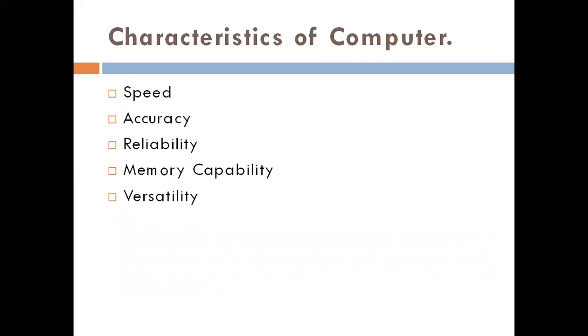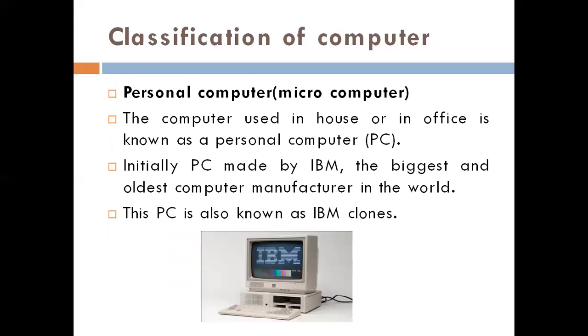Now the second topic, characteristics of computer. There are different types of characteristics. First one is speed, second is accuracy, third is reliability, fourth is memory capability and fifth is versatility. Now the third point, classification of computer. There are different types of classification, or various types of computers available.